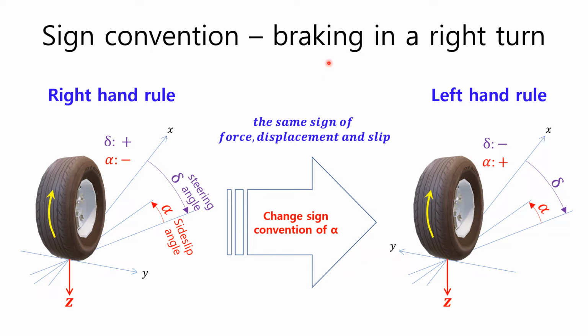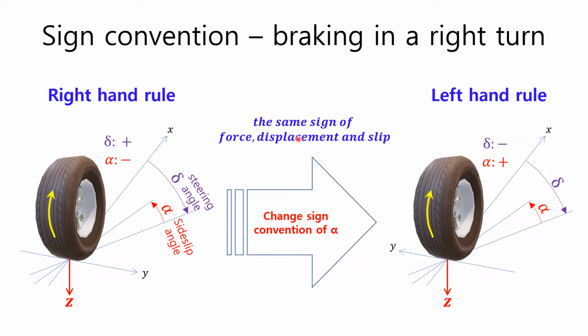Before drawing a graph for combined slip, it is necessary to newly define the sign for side slip. Side slip, displacement, and force should have the same sign to be consistent in deriving related equations from them and expressing them in the graphs.